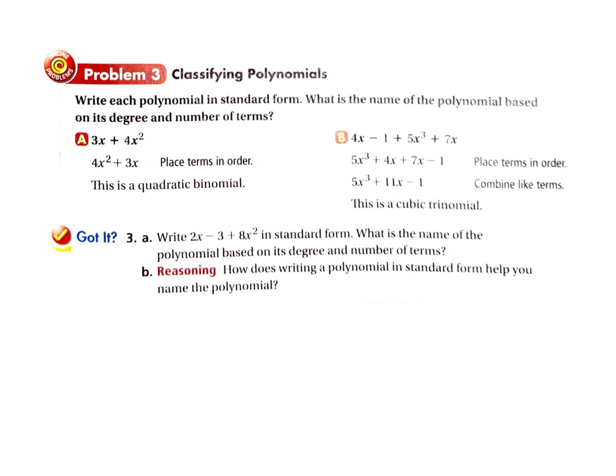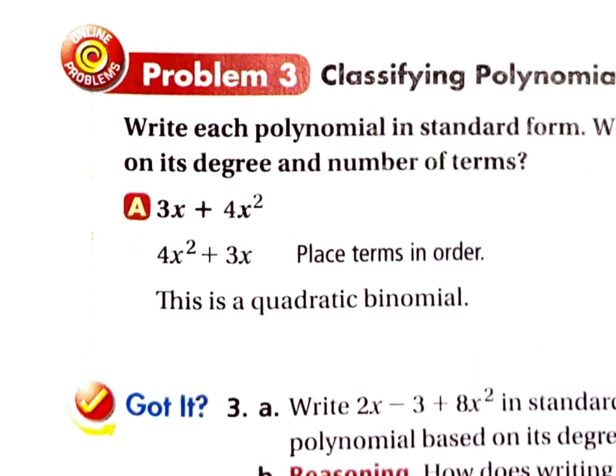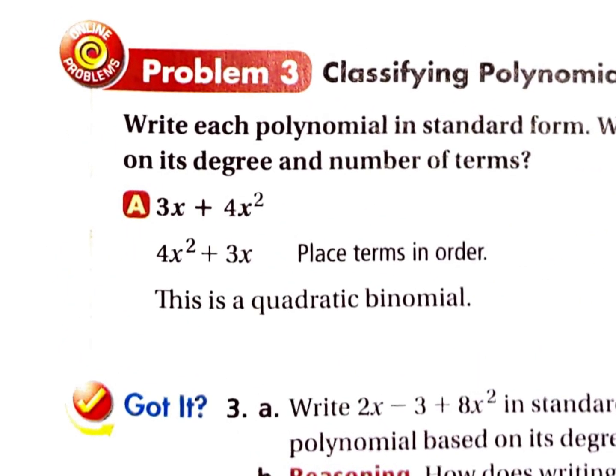So problem 3, they want us to classify these polynomials. First write them in standard form and then tell what the name of them is based on the degree and the number of terms. So for part A, we're going to rearrange that as 4x squared plus 3x. That's in standard form. And then since we have a 2nd power as our highest, that's called quadratic. And then since there are 2 terms, it's called a binomial. So this is a quadratic binomial.